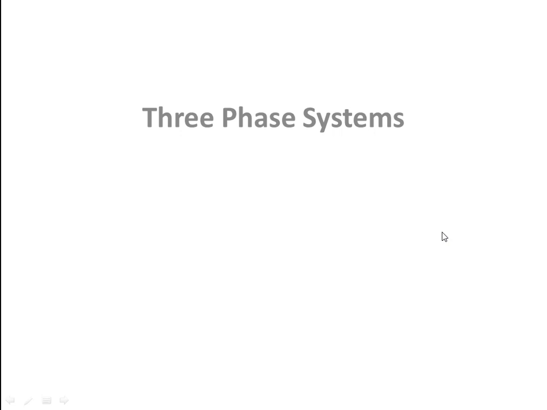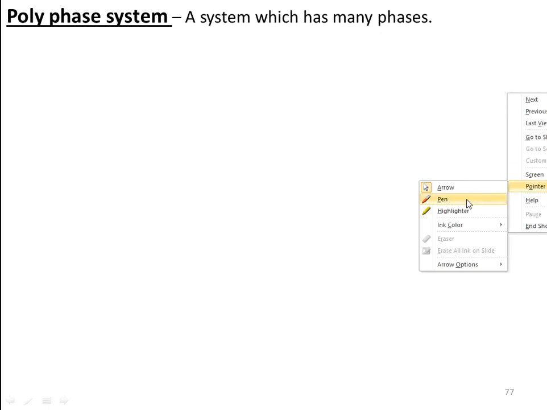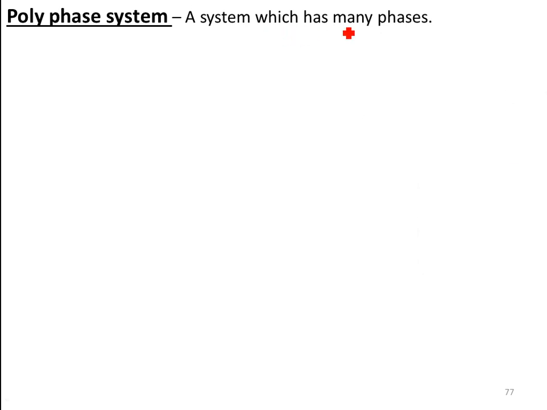Second, a three-phase wave. Third, three-phase phasor diagram. These are the topics in this lecture. Now, polyphase system. What is meant by polyphase system? A system which has more than one phase is known as a polyphase system. If a system has more than one phase, it is known as a polyphase system.